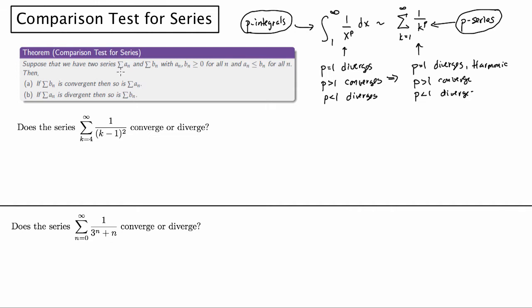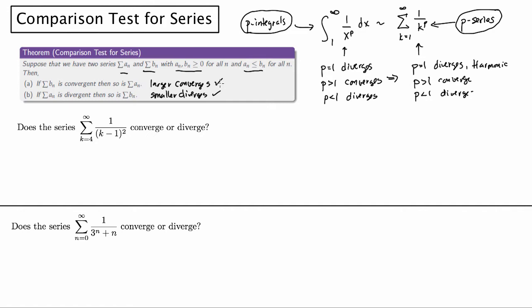That is, if you have two series, and you know that the values in the series are positive, and you know that one of them is less than the other one, then if the larger one, Bn, is convergent, so if the larger one converges, then you know the smaller one also converges. Or if you know the smaller one diverges, then you also know that the larger one diverges. And so we're going to apply this comparison test and use these p-series as comparisons for determining, I have two sums here I want to look at, determining whether these sums converge or diverge.